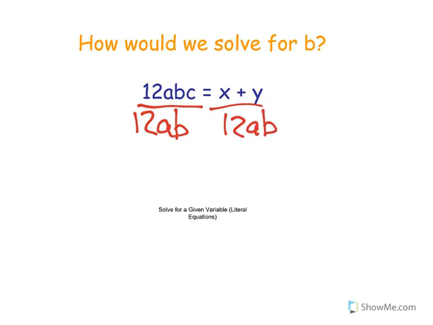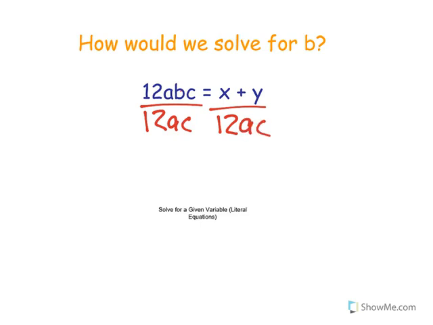Right, so on the left I've got 12 divided by 12 is 1, A divided by A is 1, and B divided by B is 1. So I'm just left with, oops, let's try that again. I divided by the wrong variables. Okay, so I want to solve for B. Why did I divide by B? I really don't know. I'm going to divide by 12AC.